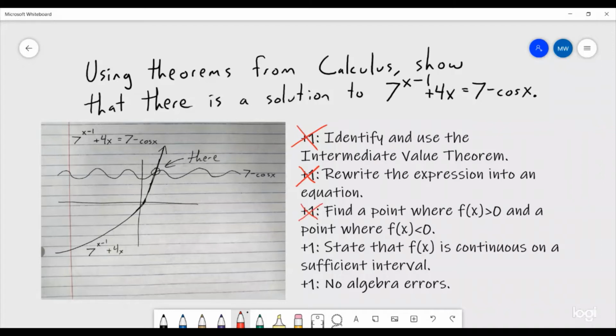Now, state that f of x is continuous on a sufficient interval. Well, the way that they've graphed this shows that it's continuous, so I would probably give them this point, as well as not having any algebra errors. So this would get a 2 out of 5. They were able to show it was continuous on a big enough interval. They just did not recognize that they needed to use the intermediate value theorem.